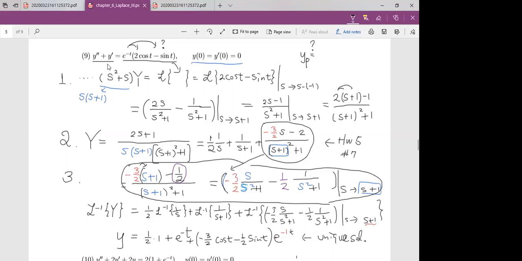One more remark. What if I give you a problem like this in the exam? Are you going to try to use the guess, y sub p, the particular solution? It may work, but it may take a long time. I think the Laplace transform is a better method for this problem because the particular solution is quite difficult to find. Okay, so number 9 is a really good problem that you need to practice.